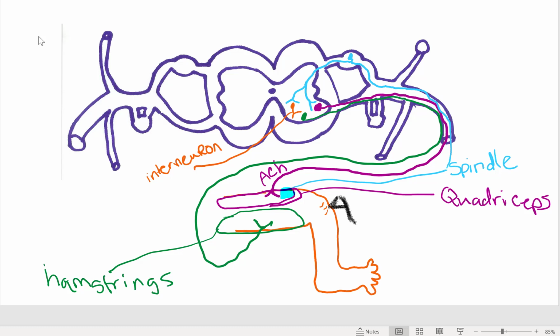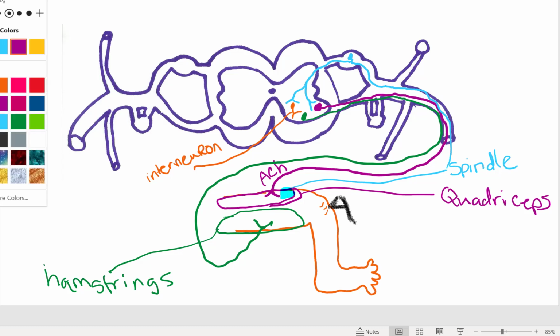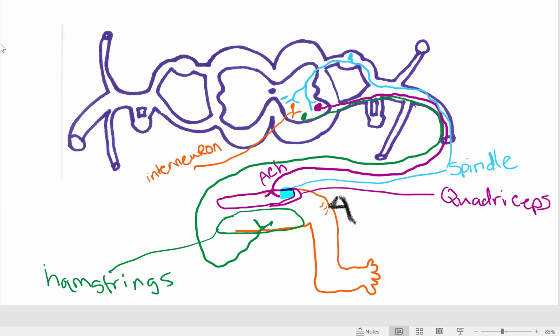In the lecture, you saw for this reflex arc that the afferent fiber, the spindle fiber, releases an excitatory neurotransmitter. And in the lecture, I had a plus sign to designate an excitatory neurotransmitter. Acetylcholine is considered to be excitatory.